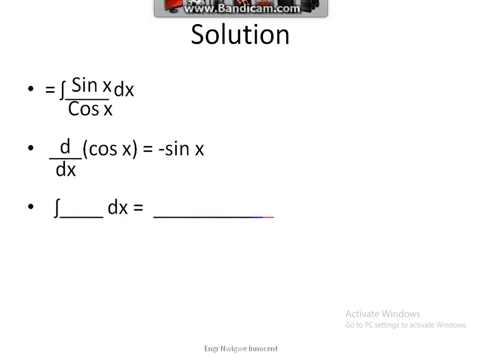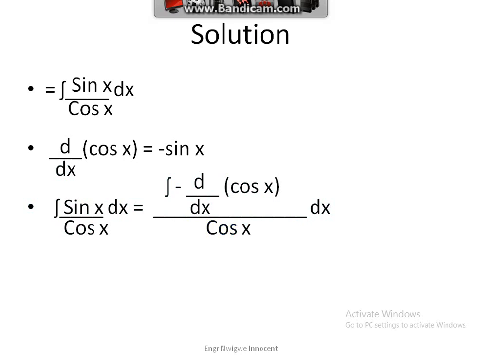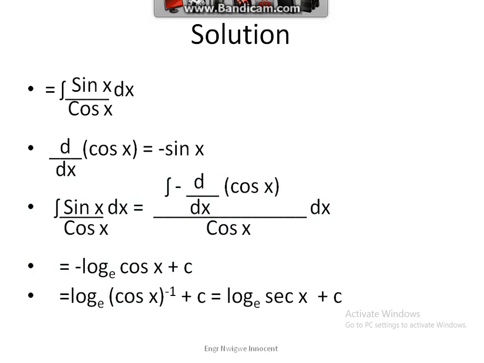The integral of sin x over cos x dx is now equal to, from the formula, the integral of minus the differentiation of cos x over dx over cos x dx, which is equal to minus log to the base e cos x plus c. This will give us log to the base e cos x raised to the power minus 1 plus c, which is equal to log to the base e sec x plus c.